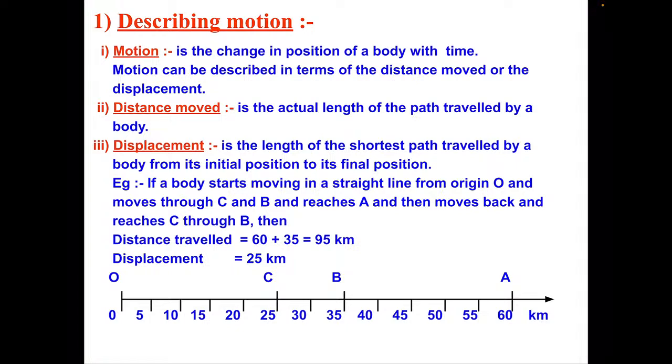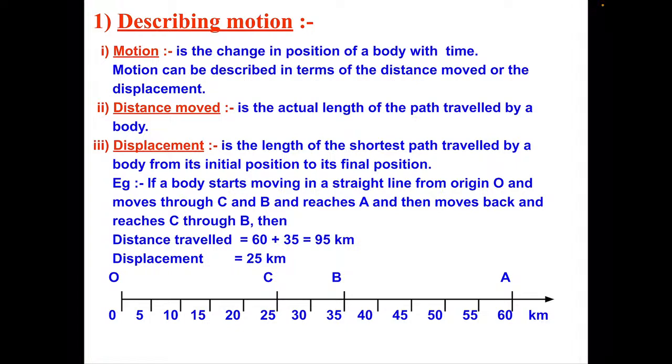So from C through B it reaches A, and then moves back to C through B. The distance traveled will be 60 plus 35. We can calculate easily: from 0 to 60 it is 60 kilometers, plus coming back from A to C it will be 35 kilometers. Adding these distances, it will be 95 kilometers. So the total distance will be 95 kilometers.